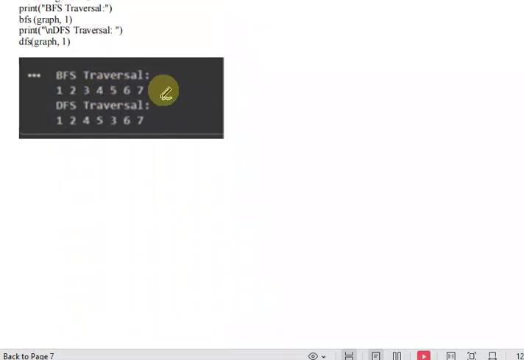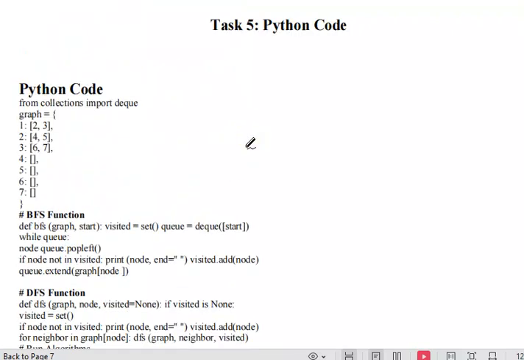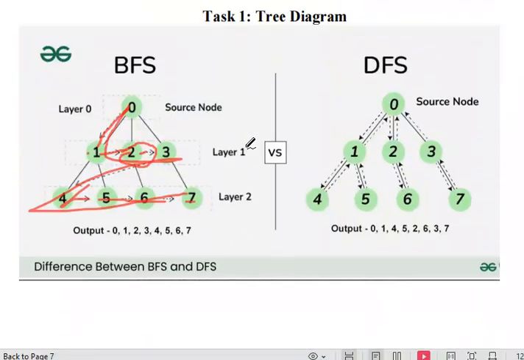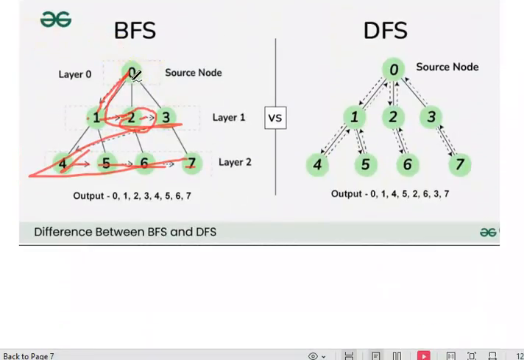So 1, 2, 3, 4, 5, 6, and 1, 2, 4, 5, 3, 6, 7. Let me go to the first example. We have done this from 0 to 1, 1 to 2, 2 to 3, 3 to 4, 5, 6, 7. So the output is 0, 1, 2, 3, 4, 5, 6, 7 by visiting every node in the queue one by one.